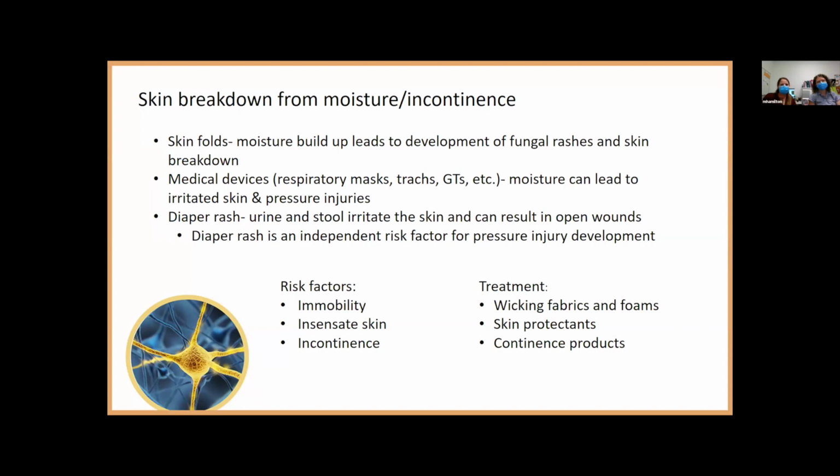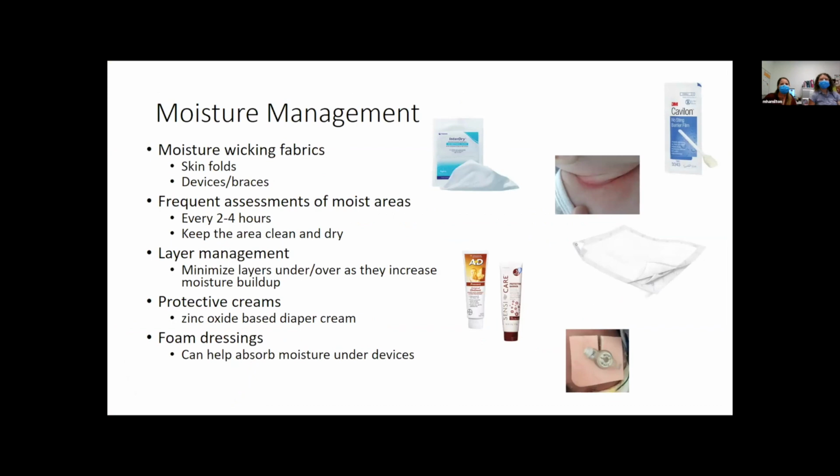And then lastly, we have the obvious urine and stool moisture in the diaper area for anyone who's incontinent and wearing a brace, and that can result in skin irritation as well. These patients with SMA, with factors like immobility, their skin sensation being altered, and their incontinence, really increase their risk of breakdown from these. So how to manage this? There's a variety of different things you want to manage based on the specific issue you're dealing with.